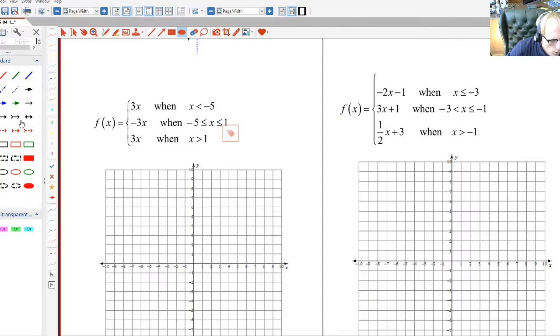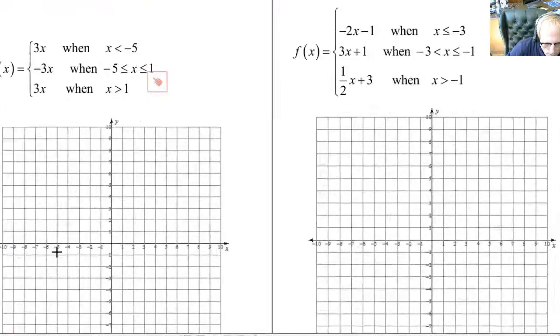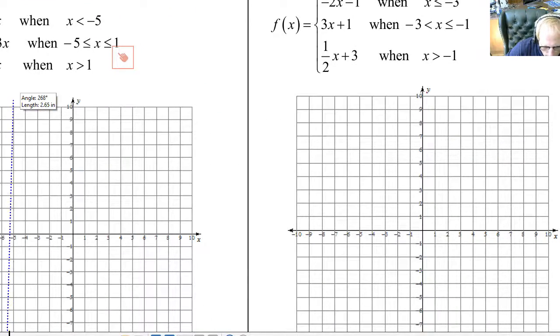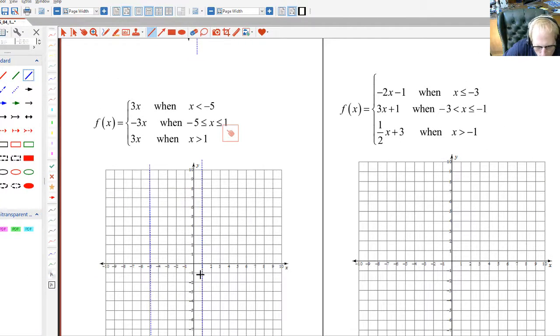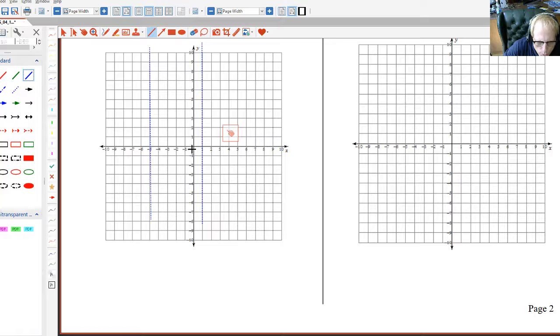Okay, so this one has 3 rules. So the boundary lines are going to be kind of right at -5 and 1. All right, so now I'm going to graph 3x when x is less than -5. Okay, so x less than -5 is way over here, and 3x has a slope of 3, and it goes through 0. It has a b value of 0. So a slope of 3 is up 3 over 1, or down 3 to the left 1, down 3 to the left 1.